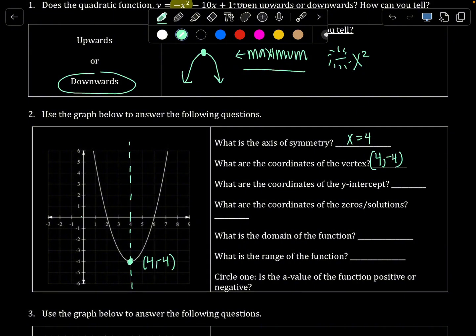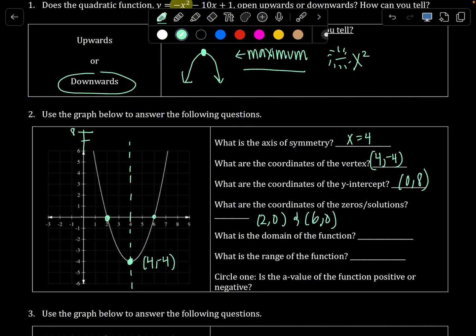Ordered pair. What's the y-intercept? You can't really see it, and I apologize. It was supposed to be 8, I think. On the exam, I'll make sure to put it on the graph. Okay, I'm 100% sure. What are the coordinates of the solutions, or the zeros? It's 2, 0, and 6, 0.